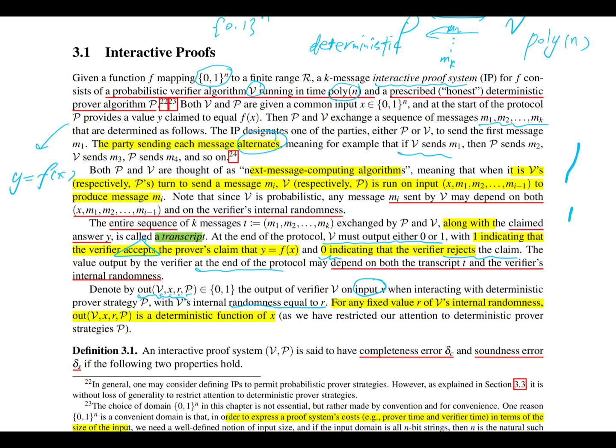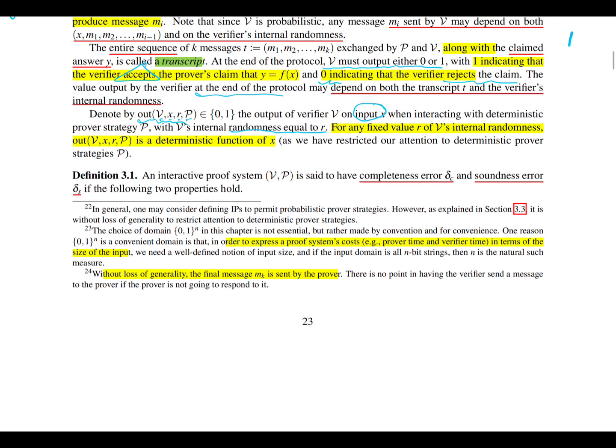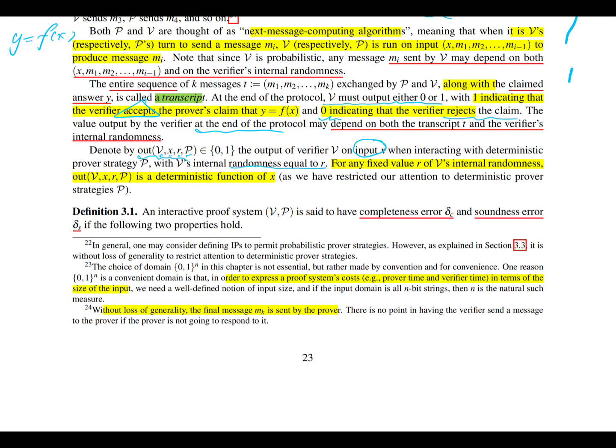The interactive proof system is said to have completeness. For zero knowledge proofs, some protocols like Schnorr's protocol have completeness. It is said to be complete and also sound, with a completeness error and a soundness error. Completeness means the prover and verifier can just follow their steps to complete the whole protocol step by step.